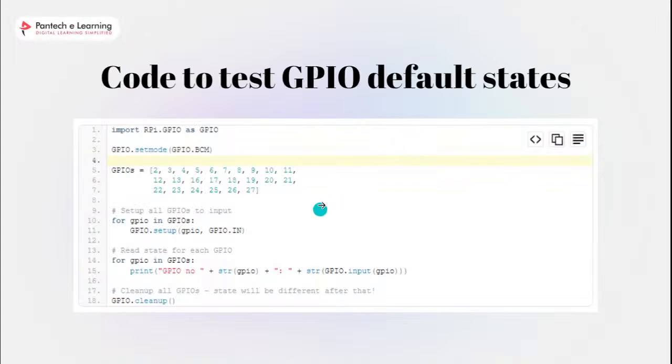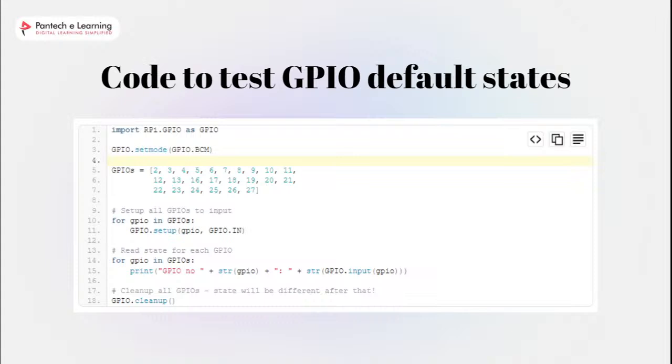Now, this is the example code to test the GPIOs' default state. We haven't gone into the IDE and programming part yet, so if I type the program and run everything here, you would get confused about how to use the IDE and how to write programs. In a later session, I will talk about the IDE and everything. For that reason, I have just provided a screenshot of the code here.